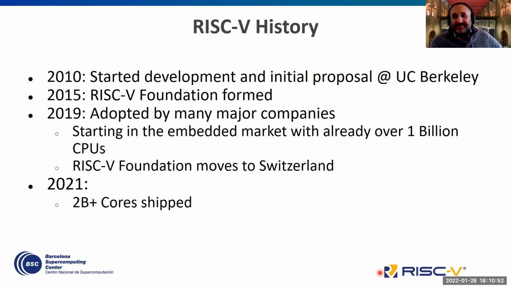And then as recently as 2021, last year, there's been documented over 2 billion cores shipped. So we're getting a lot of traction and momentum within the RISC-V community, albeit from the embedded side. So these cores are embedded in your soldering iron, in your smartwatch, in auxiliary processors for power management, those types of things. So you're not necessarily going to see them.